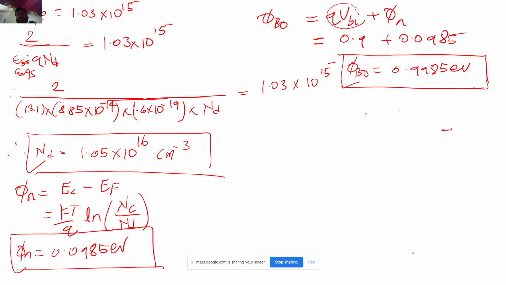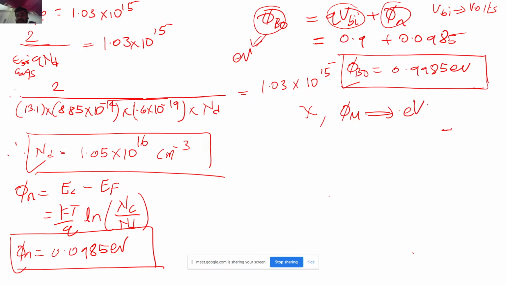Guys, generally don't get confused. This VBI term will always be in volts mostly, and this phi n and phi v, whatever you are seeing, generally their values are present in electron volts. Even if you look at the value of chi or the value of phi m, any reference book you take, it will be mostly in electron volts itself. So whenever you have a confusion, like some term is present in volts and something in electron volts, just remember that these terms will always be present in electron volts.